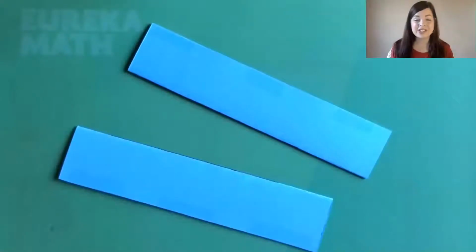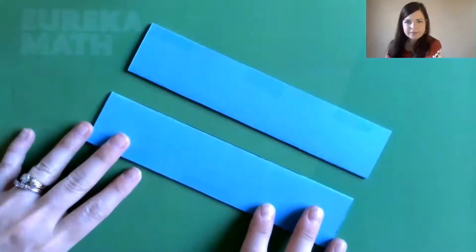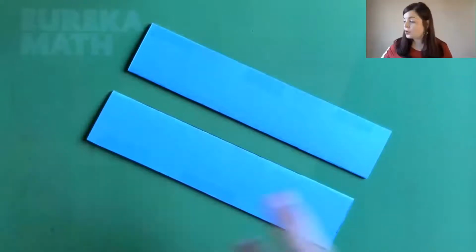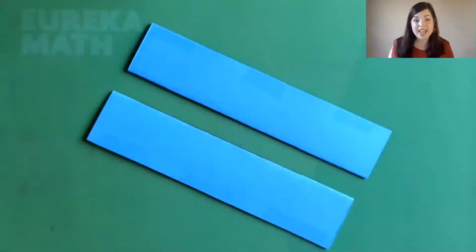I have two straight edges here. Watch how I position them. Now, are the two straight edges touching? No, they're not touching. Imagine these two straight edges like roads that you could travel on in either direction forever. Would the roads ever intersect? No, they would never intersect.